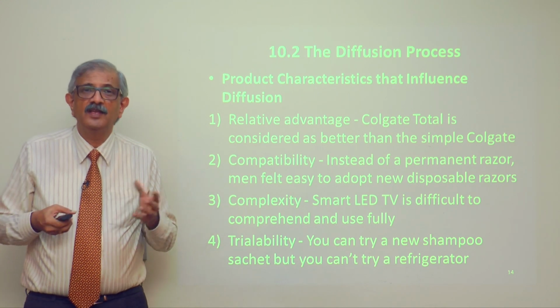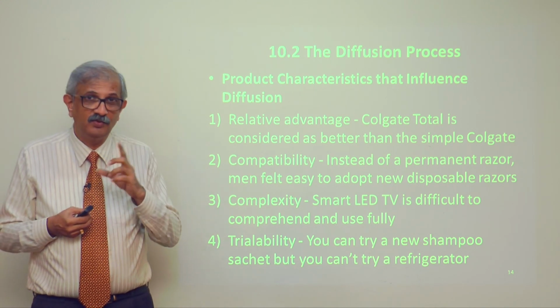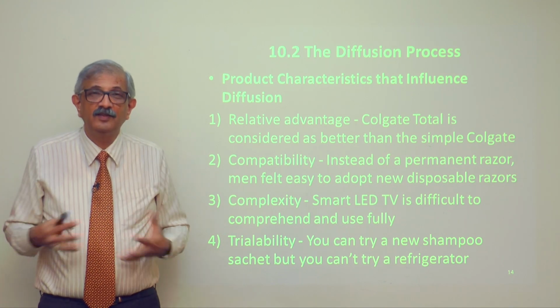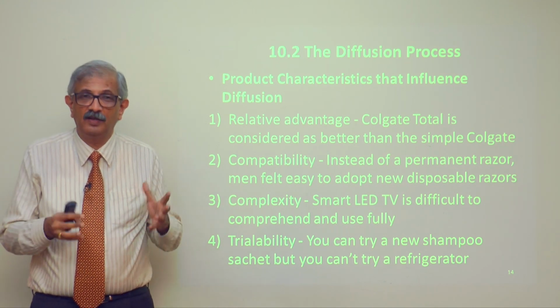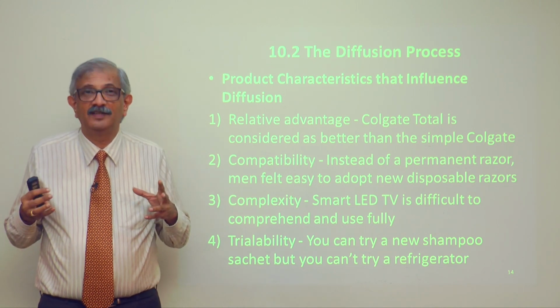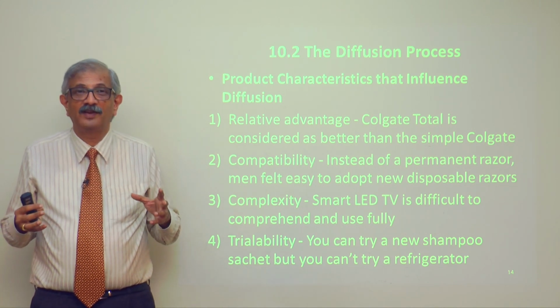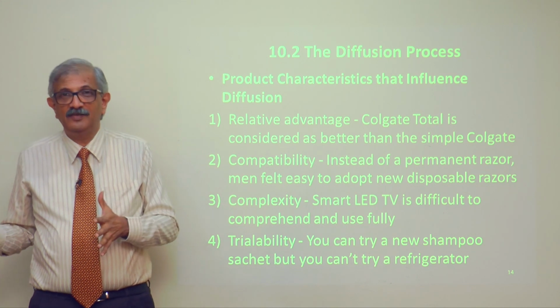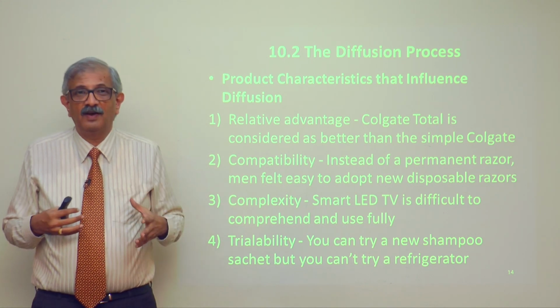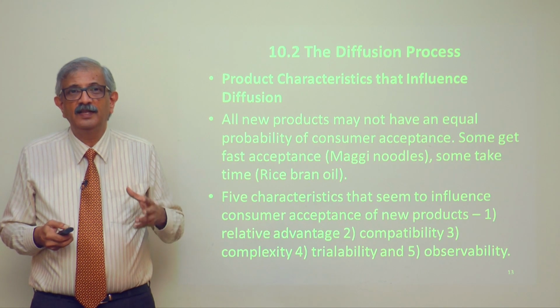Trialability. You can try a new shampoo using a sachet because that is available. It's a small quantity. Even if you don't like it, you can throw away the unused balance. But you cannot try a refrigerator. You cannot ask for a refrigerator on a trial basis. So trialability can be an issue. These are the aspects that one needs to really understand.